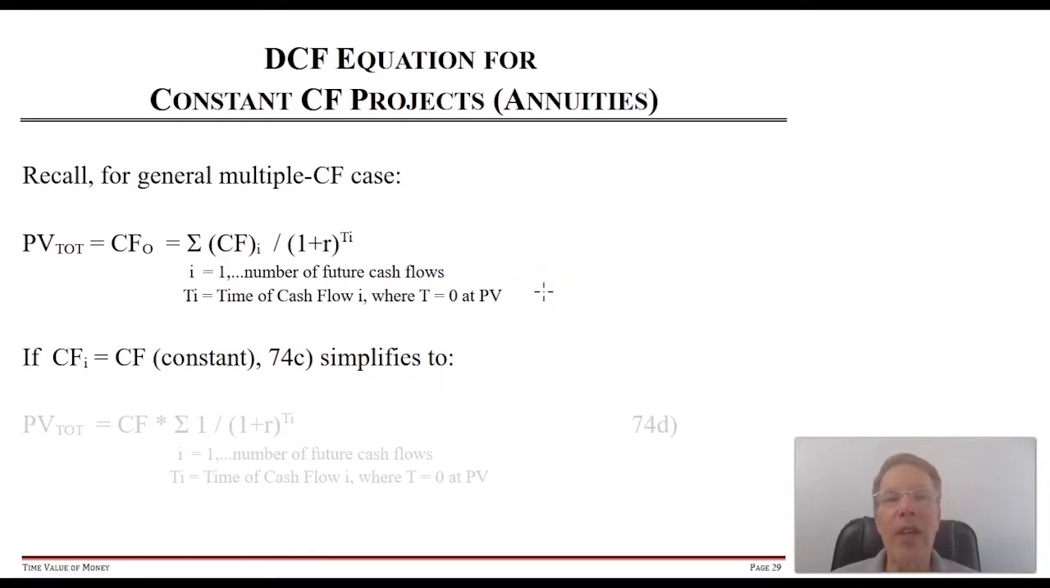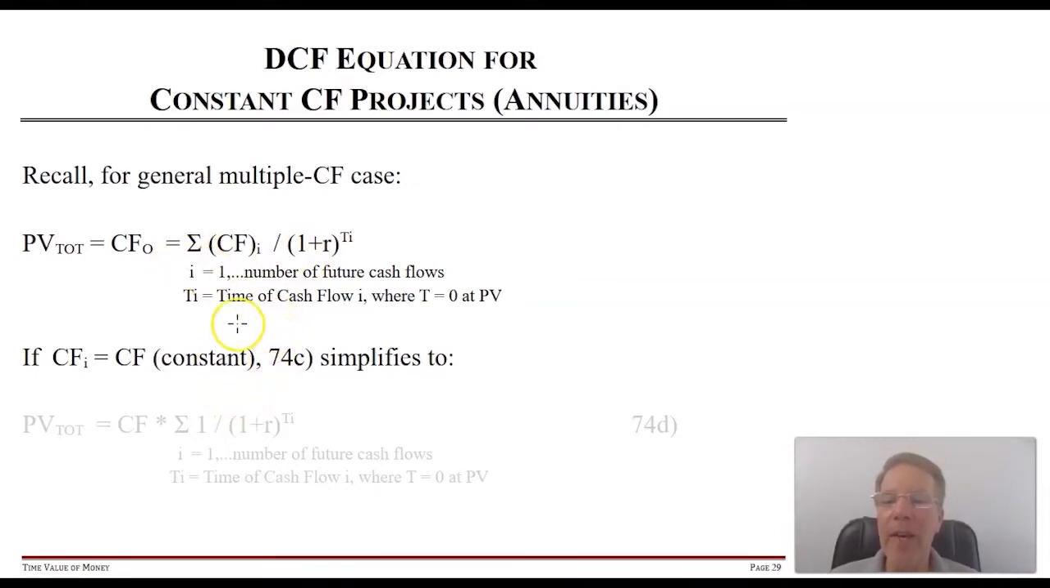What I'd like to do is get us a general equation that is going to help us out with these constant cash flow projects or annuity projects. So remember, for our general future cash flow case, we had an equation that looked like this: the total present value of all the future cash flows for the project, which we could also say was equal to CF0, the total cash flow of the project at t=0, is equal to each individual future cash flow first discounted back to t=0, just using the future value, present value formula. And then after you've done that for every future cash flow, you add them up.